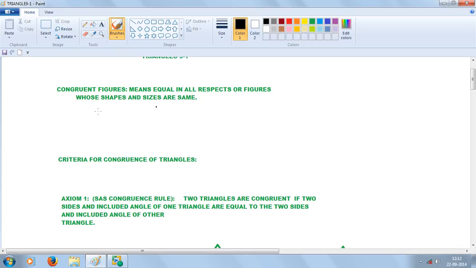The shape should be the same. Size or area, both are to be the same. Two figures may be having the same... So what do you mean by same shape? Suppose one is a rectangle, another is a square. They are not congruent.